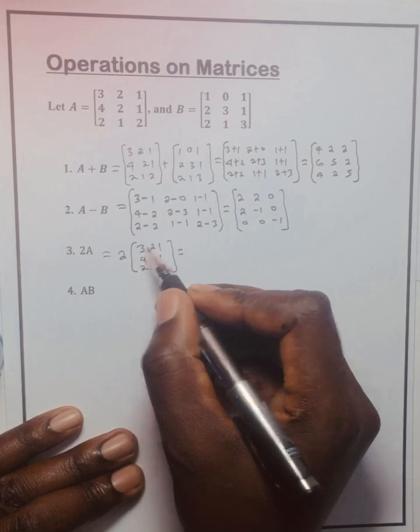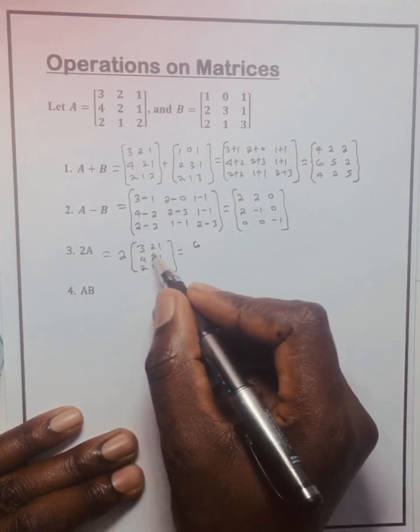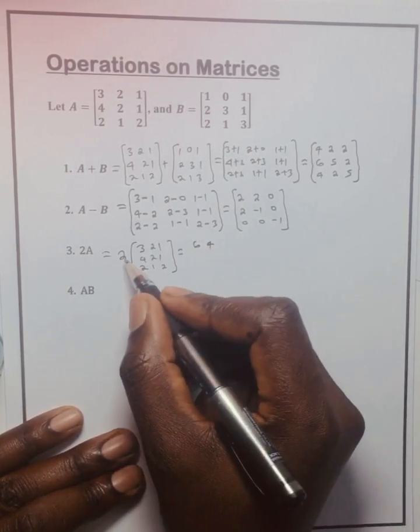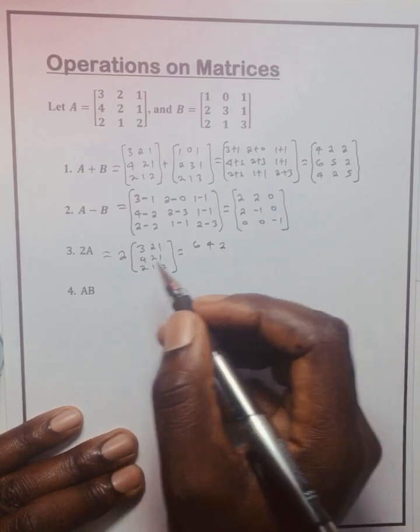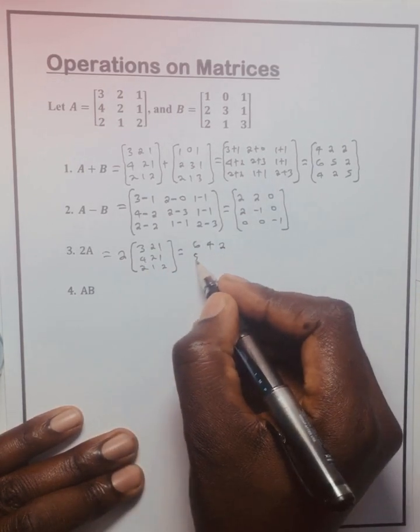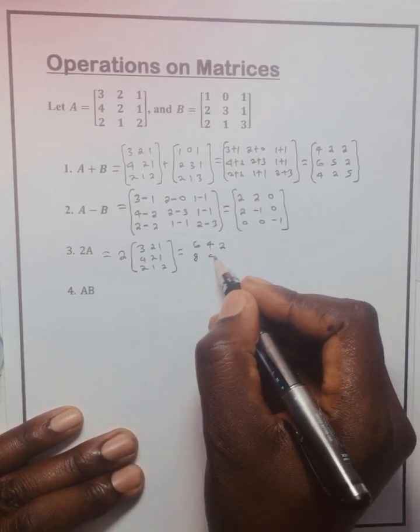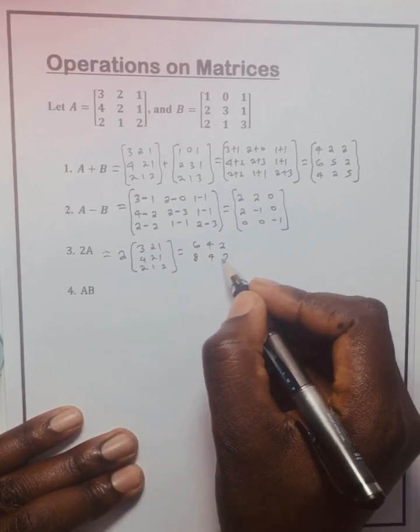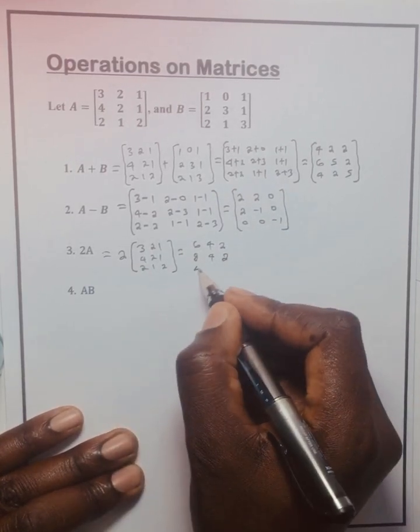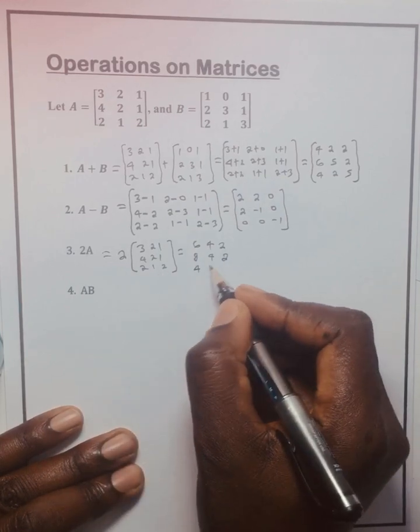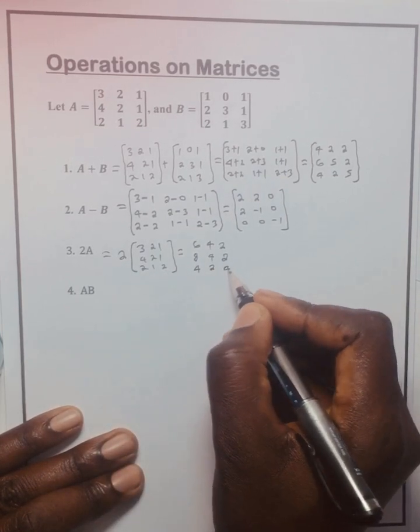So we'll have 2 times 3, that is 6, 2 times 2, that is 4, 2 times 1, that is 2, 2 times 4, that is 8, 2 times 2, that is 4, 2 times 1, that is 2, 2 times 2, that is 4, 2 times 1, that is 2, 2 times 2, that is 4.